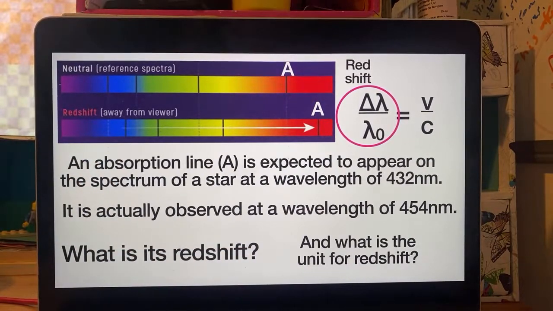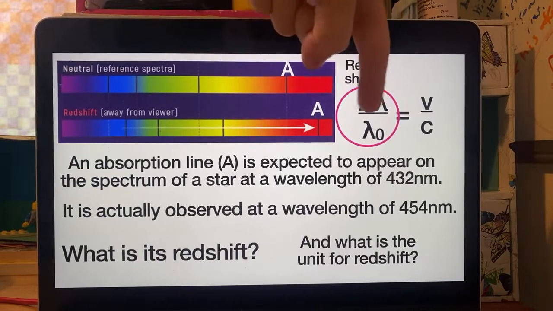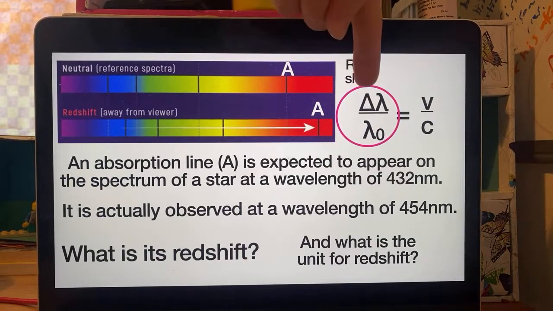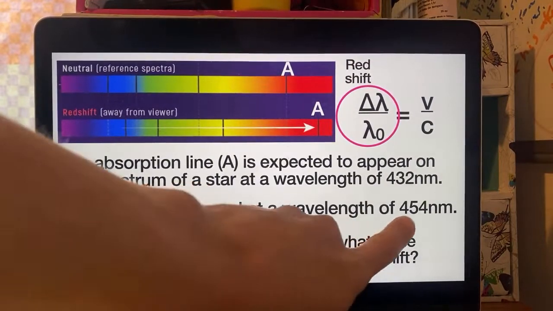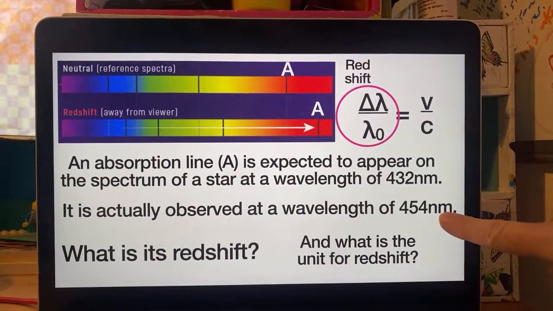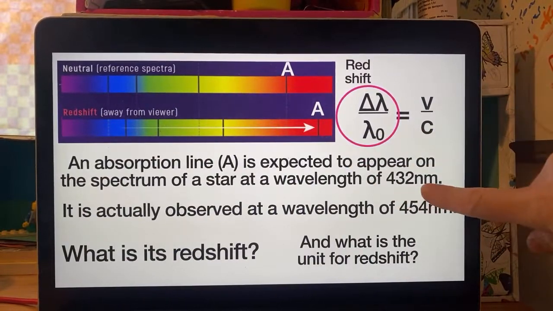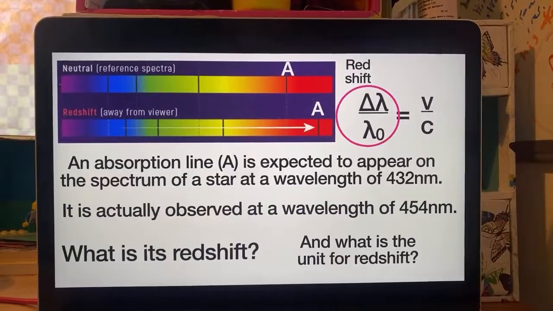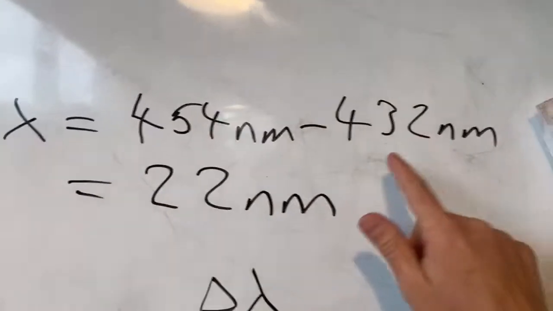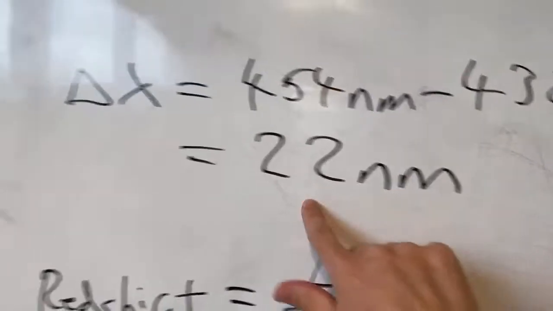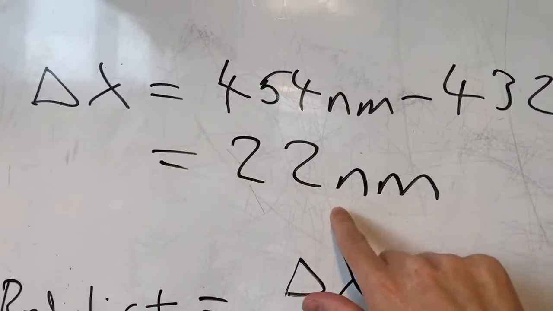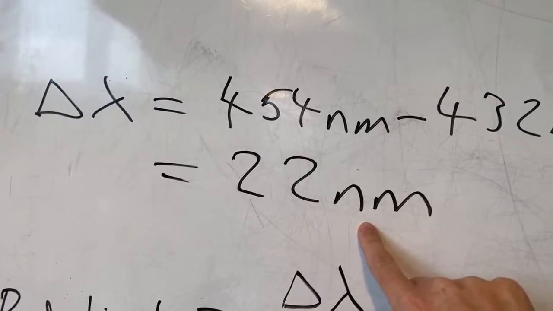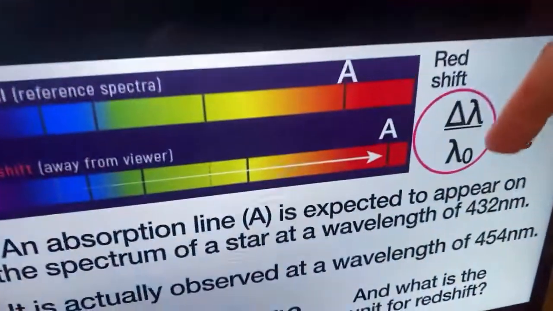How much has this shifted towards the red? Well, the equation for redshift is just change in wavelength divided by the original wavelength. So first thing you need to do is find the change in the wavelength. So the observed wavelength is 454 nanometers, but you're expecting it to be 432. So you've just got to do 454 minus 432 to get your change in lambda, your change in wavelength. So the change in wavelength is 22 nanometers, okay?